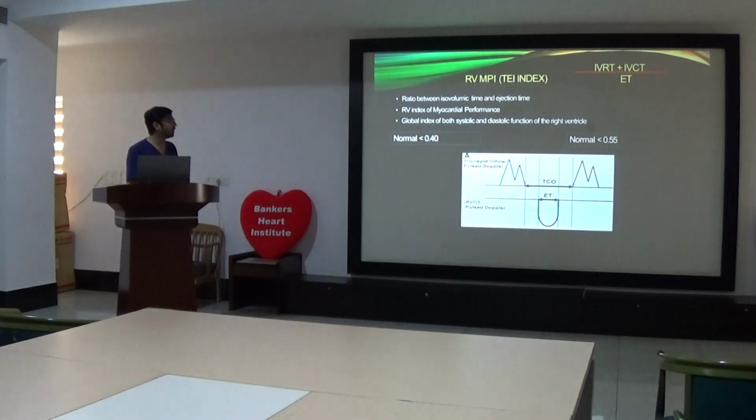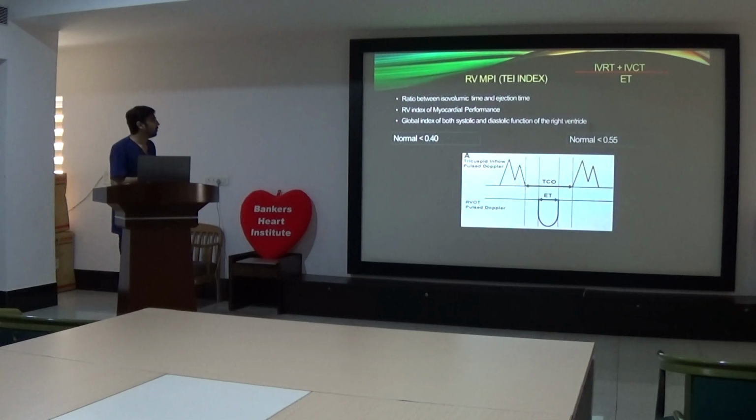What is the right ventricular Tei index? Basically, it gives the right ventricular MPI, the myocardial performance index. This is the ratio between the isovolumetric time and ejection time.